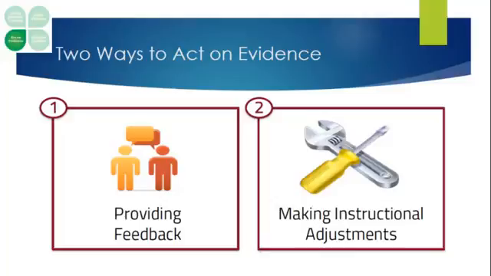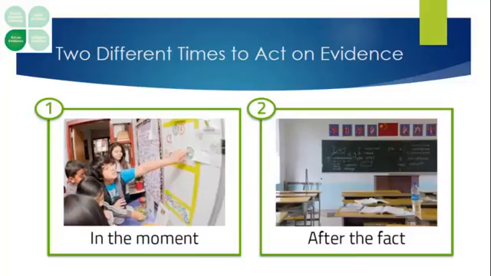There are basically two ways to act on information gathered from your interpretation of the evidence. First, teachers can act on evidence by providing direct oral or written feedback to students. Second, educators may act on evidence by engaging in instructional responses or making instructional adjustments based on their interpretations. There are also two different times to act on evidence. You can either act upon the evidence in the moment, right after you've interpreted it, or you may act on the evidence after the fact, after you've reviewed and analyzed a particular piece or pieces of student evidence, like a conversation. In this case, you may act later in a lesson, during the next lesson, or across the span of a unit.